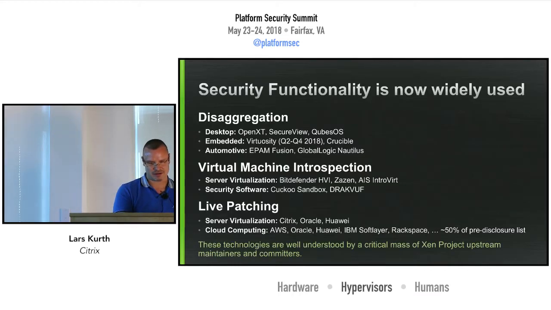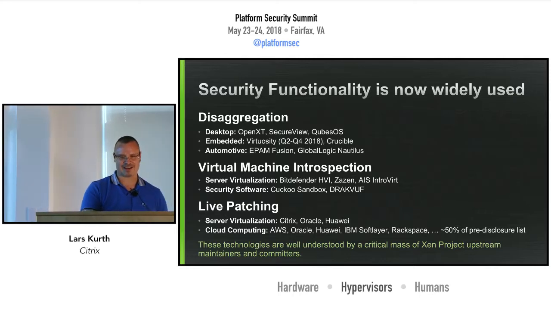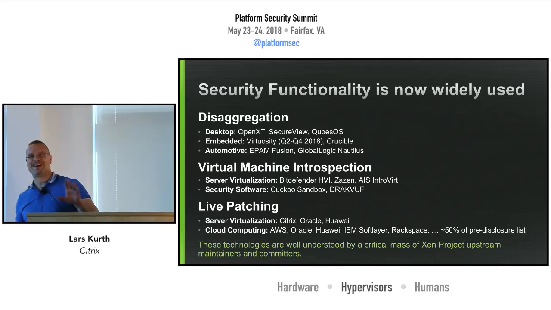So let me just see. Yeah, so some of the slides I thought were there are actually there.